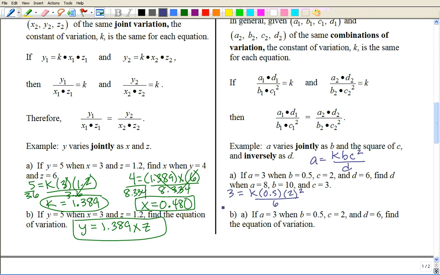So to solve for K here, this 0.5 times 2 squared, so 2 squared is 4, and 4 times 0.5 is 2, so we've got 2 over 6, which is 1/3, right? So we multiply both sides by 3 over 1. And again, all I've done is simplify these numbers into a fraction. Now I'm multiplying by its reciprocal, so that way I can cancel out all of these numbers here. And so 3 times 3 over 1 will give us a K value of 9.